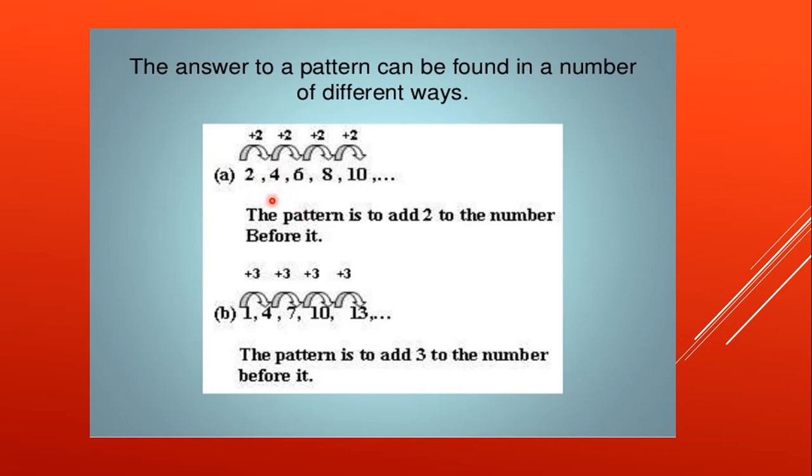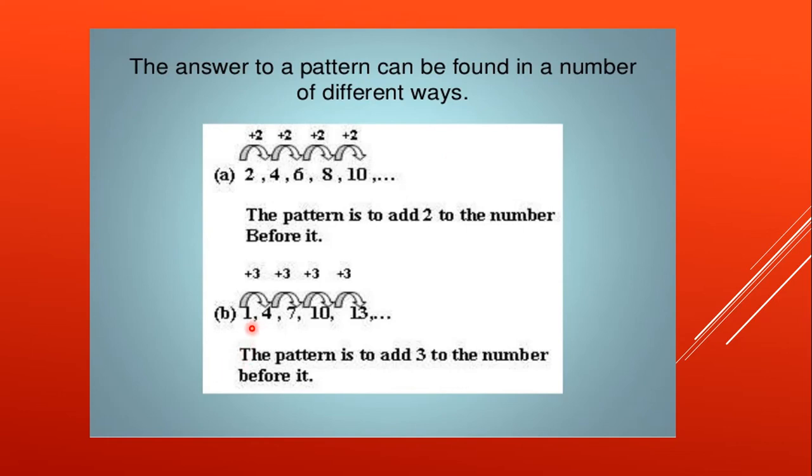So if I just try to find the relation, if I increase by 2, 2 plus 2 is 4, 4 plus 2 is 6, 6 plus 2 is 8, 8 plus 2 is 10. So further if I add 2 to 10, what will I get? 12. So the answer will be 12. Fine. So in different ways you have to find the relation.